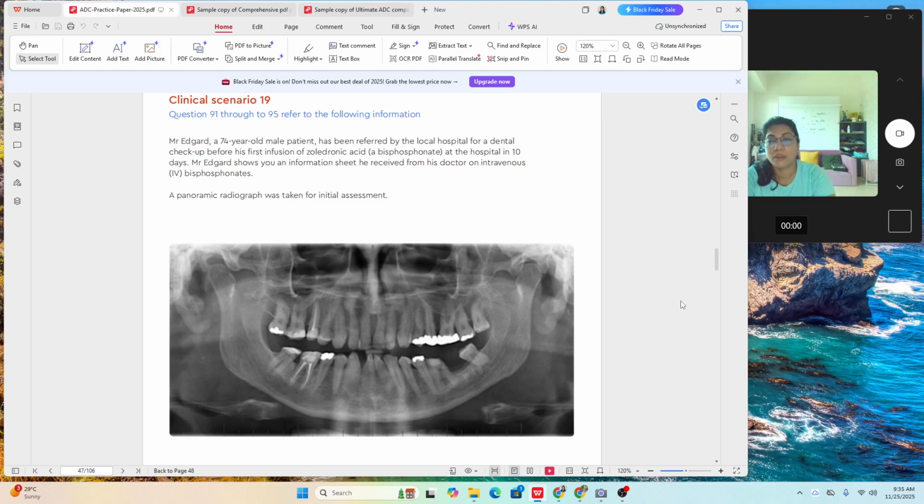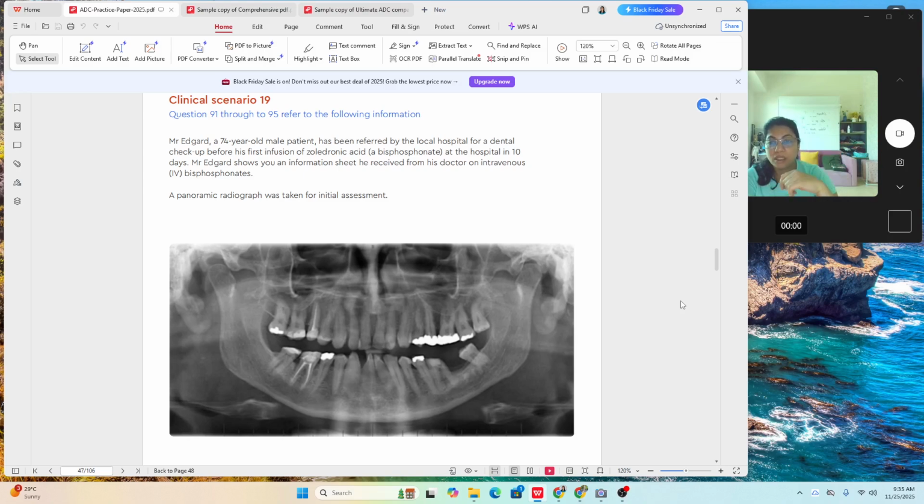Mr. Edgar shows you an information sheet he received from his doctor on intravenous bisphosphonates. So he is going to receive IV. Why has this fact been mentioned? IV bisphosphonates are more damaging, as in they cause more consequences of osteonecrosis than the oral form. So IV is basically a stronger medication, and you have the information sheet now stating that the patient is going to take an IV bisphosphonate, so you should be even more cautious.